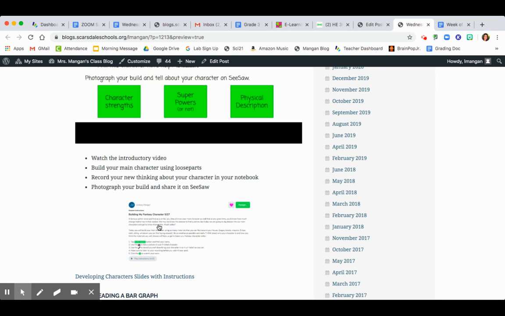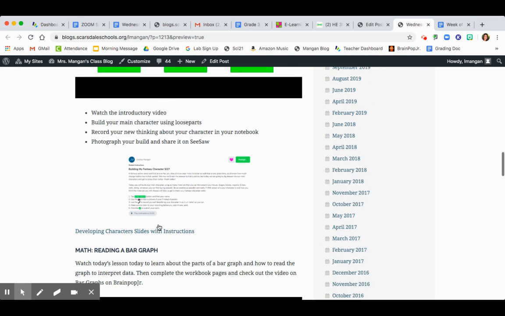So please don't just take a picture. Please use the microphone tool to talk about the choices you made and how those choices reflect the character and their disposition, their traits, their superpowers, their physical description, all of those things.